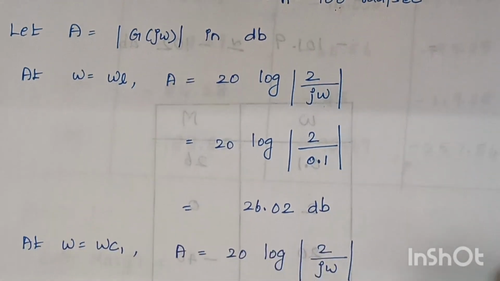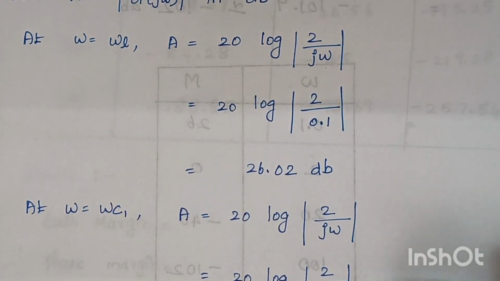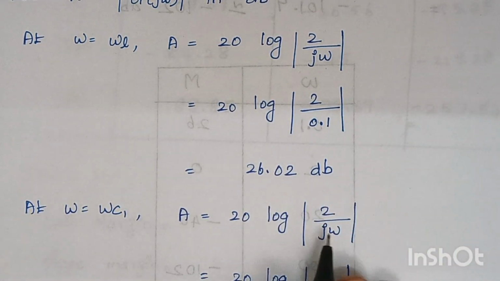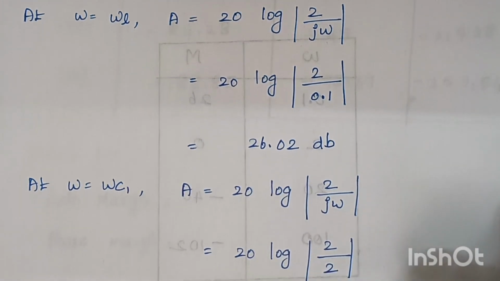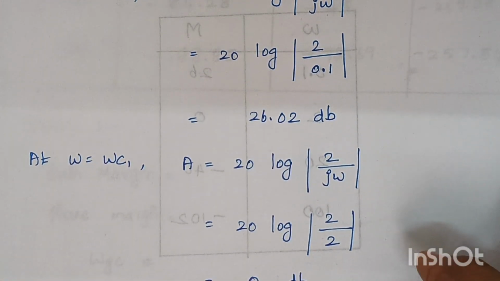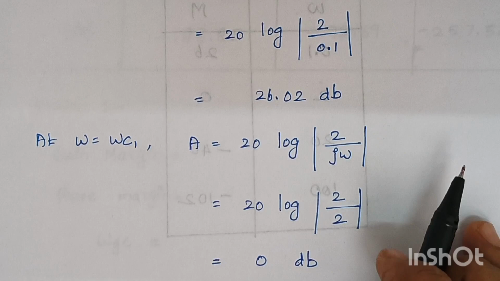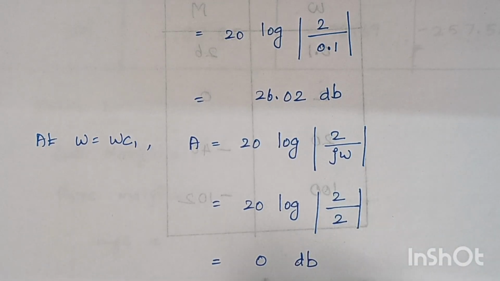The next thing is at omega equal to omega C1, again we have to use the same formula here. So 20 log, here the value of omega C1 is 2. So 2 by 2, and log 1 is 0. So here the answer is 0 decibel, right?